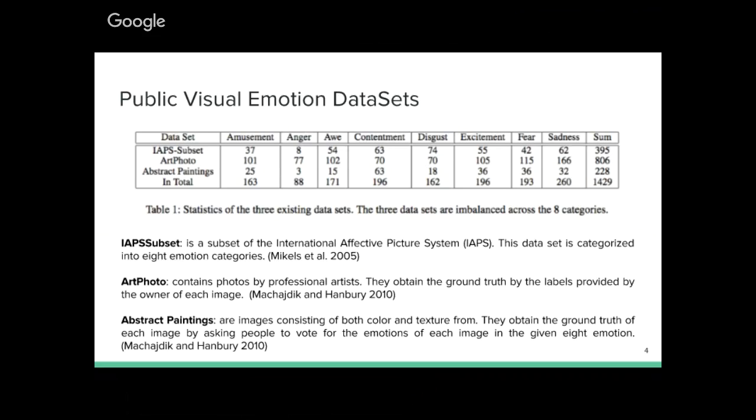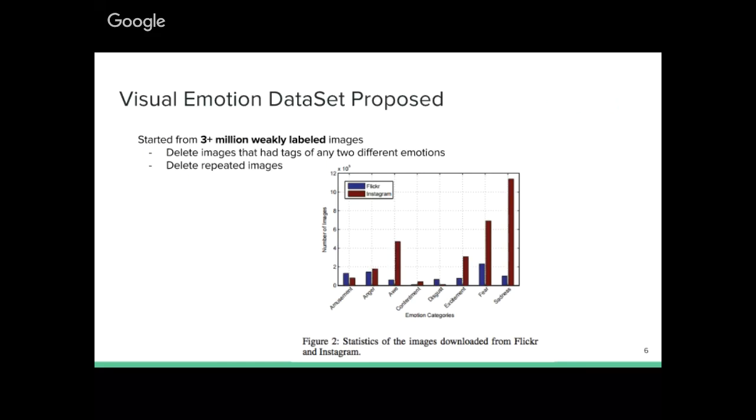The YAPS dataset, the art photo and abstract painting, the last two were introduced by the same research group, and these are the images that compose them. As you can see, they are really small datasets and also really unbalanced. Not all the groups have the same number of images, so it makes it really difficult to classify the emotions. So what they do is propose a larger dataset.